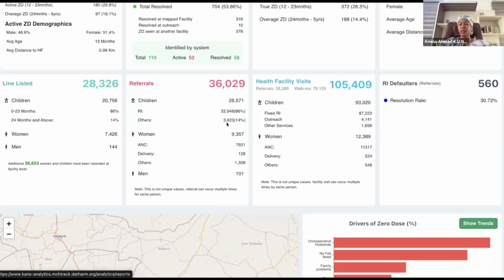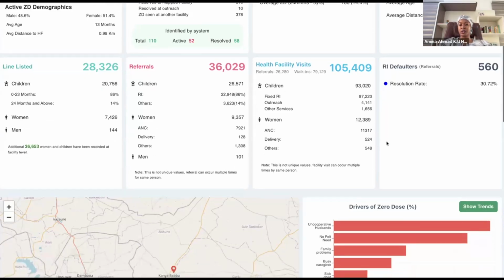Just to note that the referral number here is not a unique value. A child might be referred multiple times. Health facility visits, we have about 100 plus. We have walk-in patients that didn't come through the community mobilizers, and then we have referrals. It is important for us to differentiate that so that we can also track accountability in terms of performance of these community mobilizers within their communities. And then also we are tracking defaulter resolution.